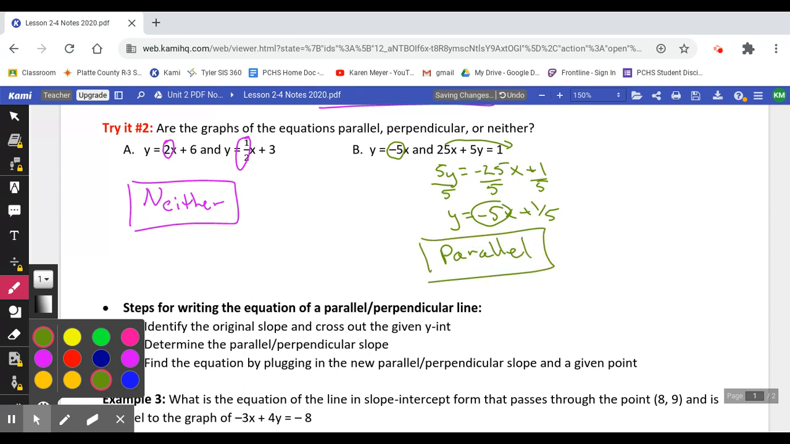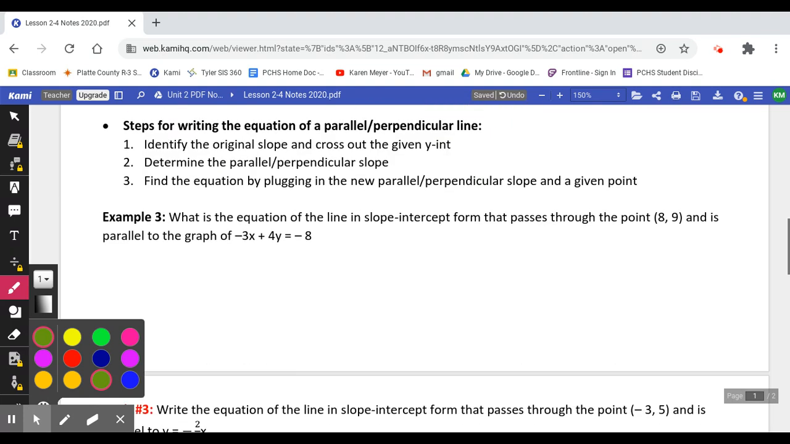Okay. Moving on. Now we are going to be given some different information, and our job is to actually write an equation that is parallel or perpendicular. So to help you out, we have 3 steps. Step number 1 says identify the original slope and then cross out the given y-intercept. Because remember, they both have different y-intercepts, whether we're talking about parallel or whether we're talking about perpendicular.